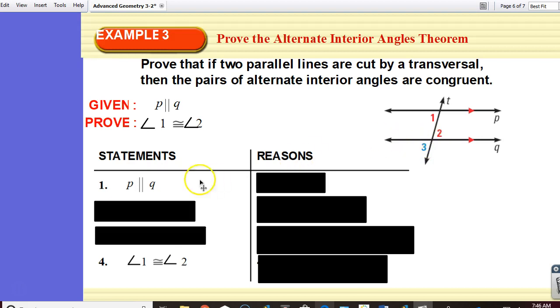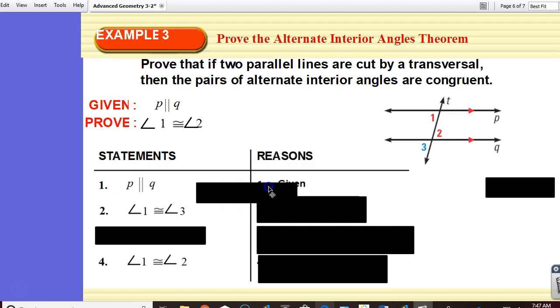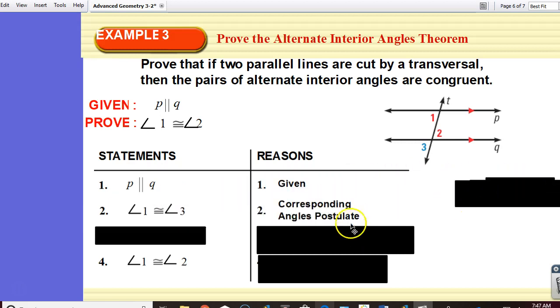So what do we know? We have our given. We always start with our given. The lines are parallel, given. Based on the lines being parallel, what do we know? Well, we can't use 1 and 2 because that's what we're trying to prove. So how about 1 and 3? What do you know about 1 and 3? Angle 1 is congruent to angle 3. Why? Corresponding. So corresponding angles postulate.